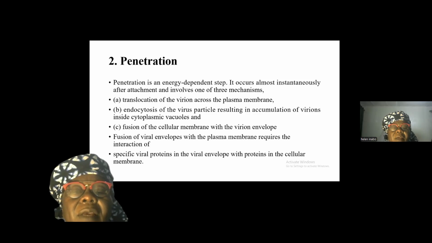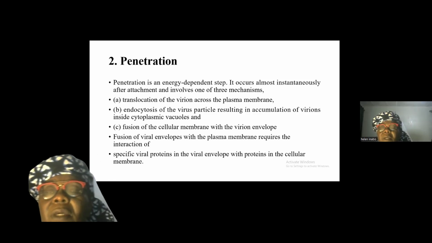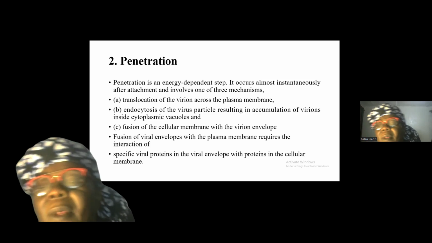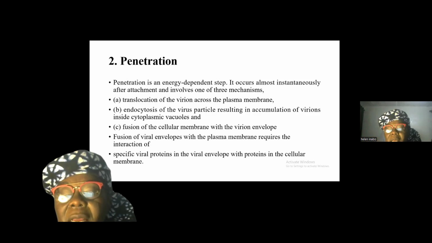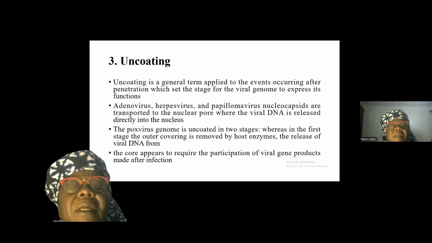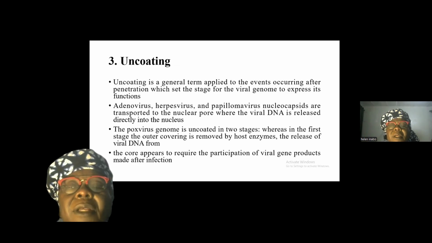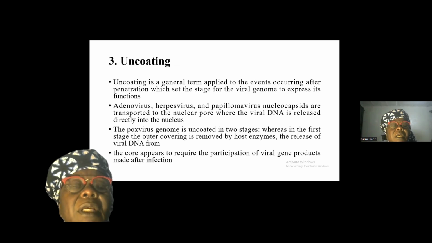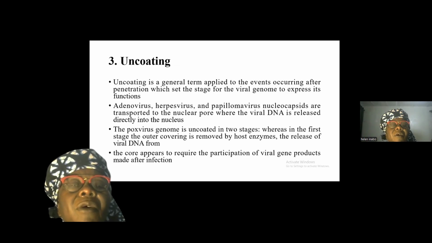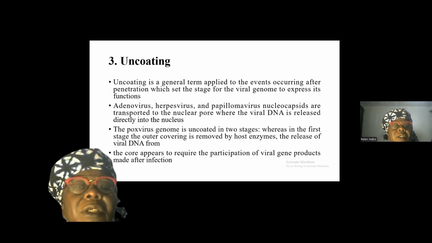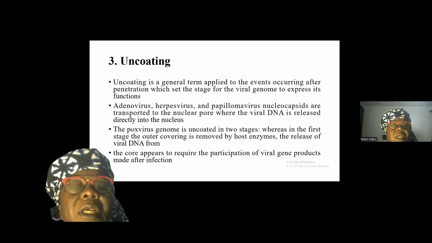Fusion of the viral envelope with the plasma membrane requires the interaction of specific viral proteins in the viral envelope with proteins in the cellular membrane. The third step in the replication of DNA viruses is uncoating. Since they are enveloped, it involves the removal of this envelope, which is uncoating.